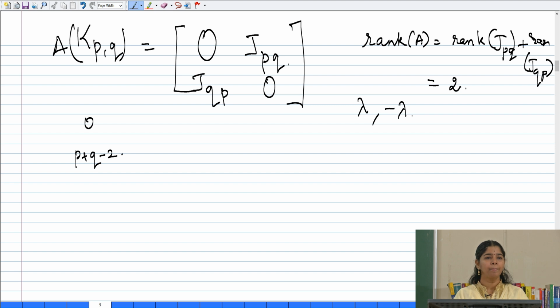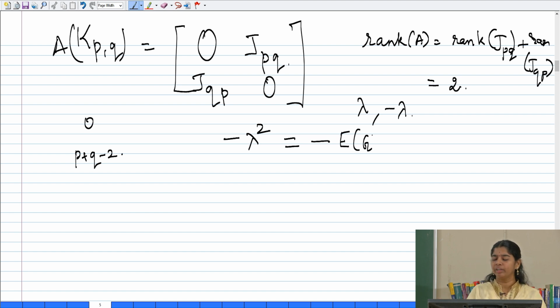and minus lambda. So, now to find out this lambda, we will resort to the second one, 2 by 2 principal submatrices. On one side, we know it is nothing but the product of these 2, because the other eigenvalues are all 0. If you look at all pairings, 2 at a time, only these 2 will exist. So, I will get minus lambda square. And what would be the right hand side? Sum of all 2 by 2 principal minors is minus the number of edges, that we have already said. So, it is nothing but negative of E of G.